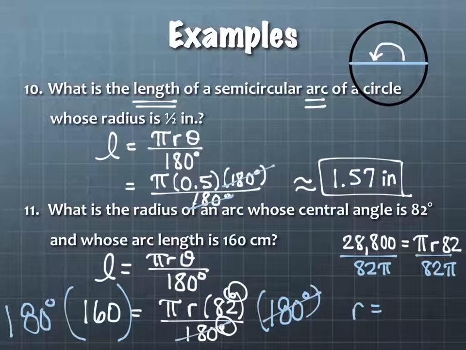So what is 28,800 divided by 82 pi? 111.8. Okay, and we'll use two decimals, so 111 point. It's 0.79. Okay, so 80 then, right? Yeah, so 79 and then it's something bigger, so that's why you round it up to an 8, and we'll put the 0 as a placeholder in the hundredths place. Units? Centimeters.